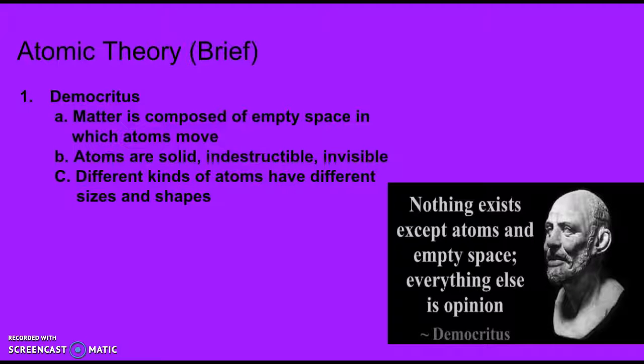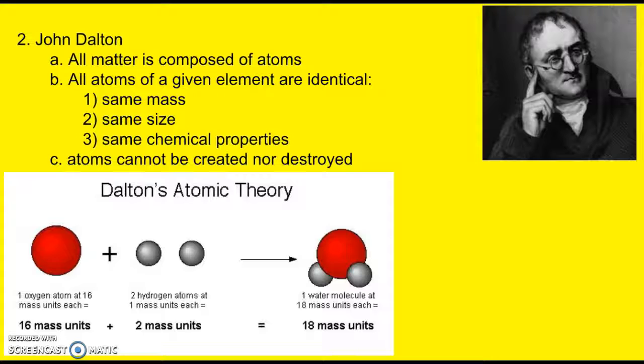We also said that this young gentleman, or scientist, was proven wrong later in years by John Dalton. Now, John Dalton, many, many years later, came around and said, well, all matter is composed of atoms. However, atoms of given elements are identical in their size, their shape, and their chemical properties. He also said atoms cannot be created or destroyed.